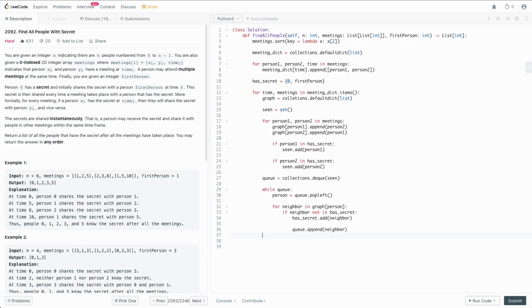So we process the entire queue to BFS our graph in this time iteration, and then we continue on forward. And remember, it has to proceed linearly for this to work, which is why we sorted the meetings in the beginning, so we have them in chronological order. So that's really it. At this point, if I don't mess up my indentation, all we have to do is return has secret, which will be the list of people who have the secret. Let me just run this to make sure I didn't make any syntax errors or anything stupid. Yep, there we go.